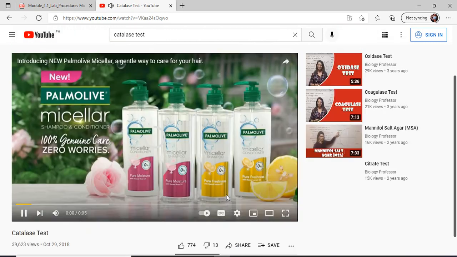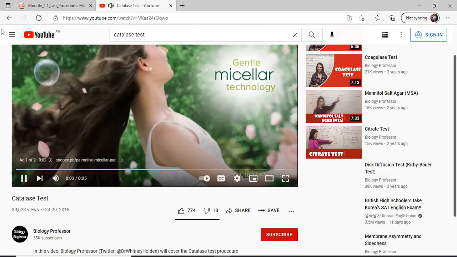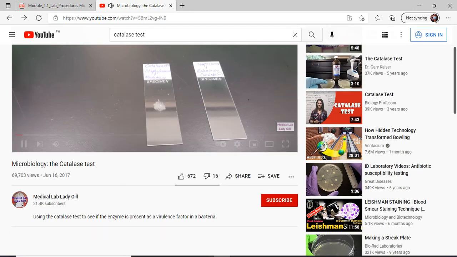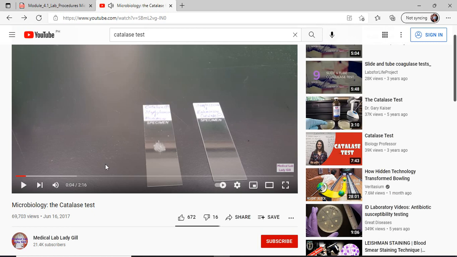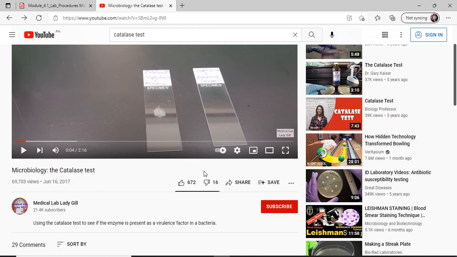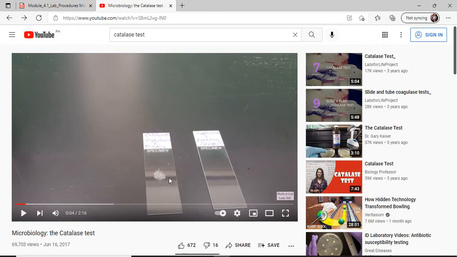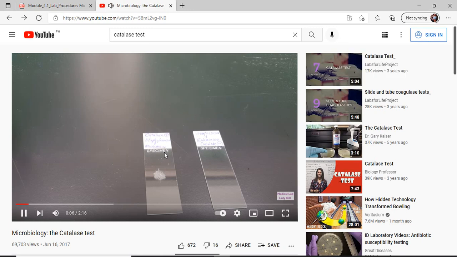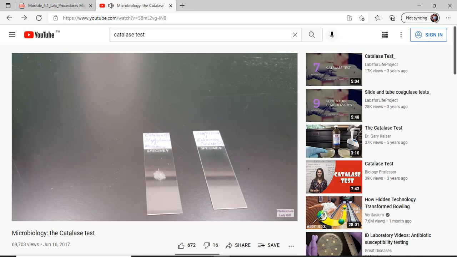Today we're going to be doing the catalase test. This is from a medical lab, and she's the one performing it, so disclaimer, it's just for our educational purposes. If an organism is catalase positive, it can break down hydrogen peroxide into water and oxygen. So a catalase positive reaction is going to cause bubbles, whereas a catalase negative reaction is not going to have any bubbles at all.